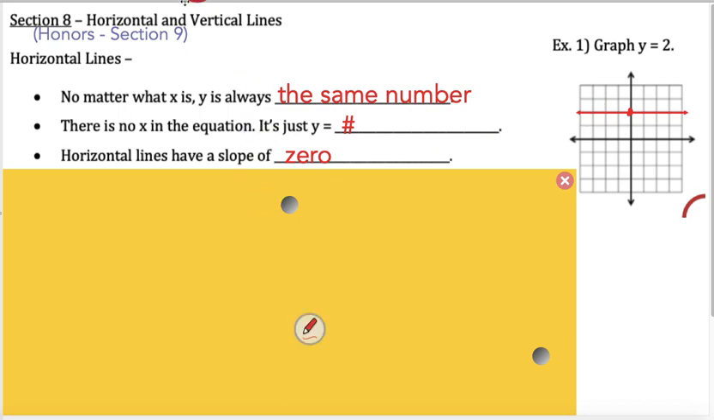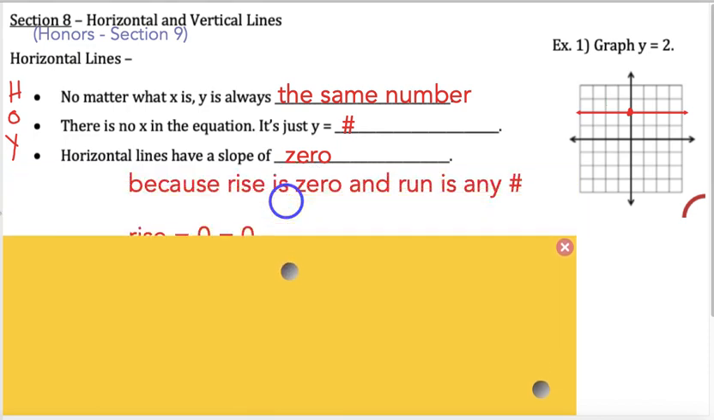I have a mnemonic device that you could use to remember that horizontal lines should have an equation of y equals and that their slope is 0. And it is HOY. So if you can remember HOY, you can remember that horizontal lines have a 0 slope with the O, and the equation is y equals.